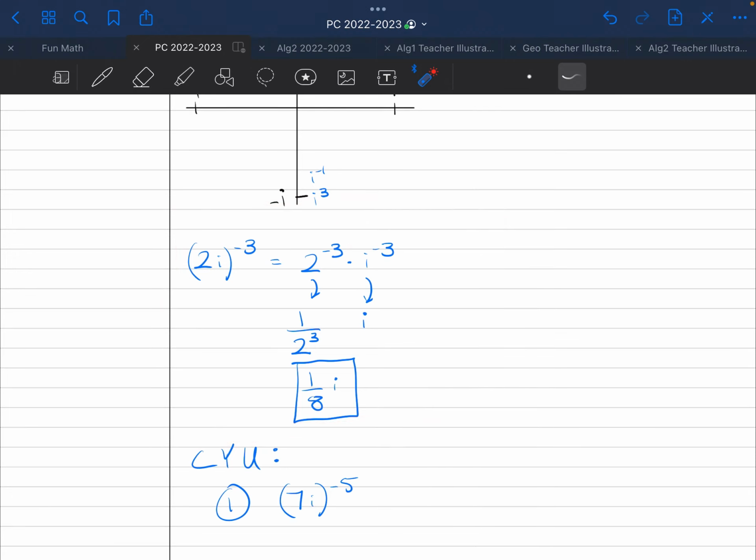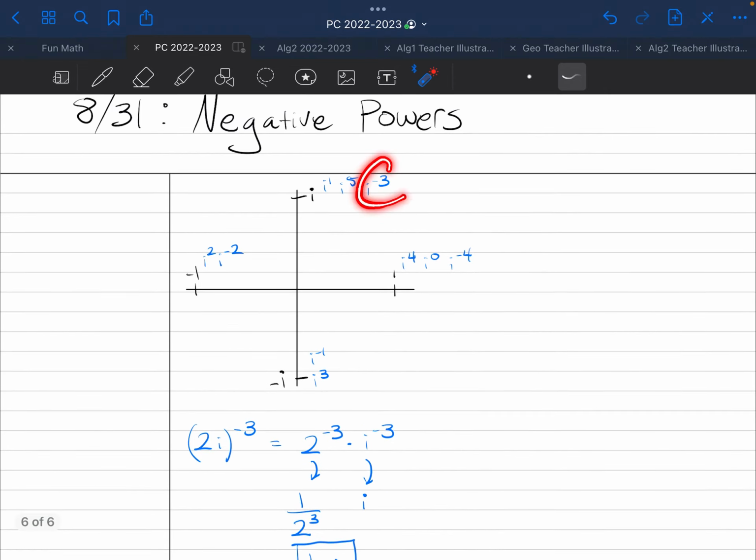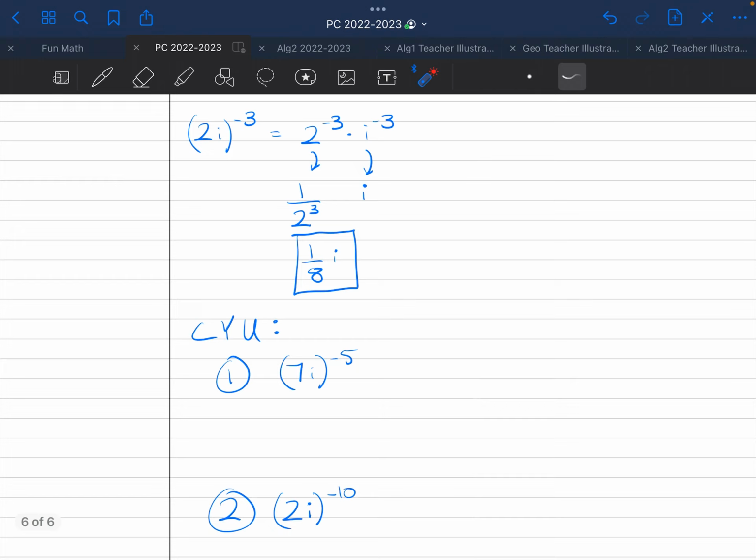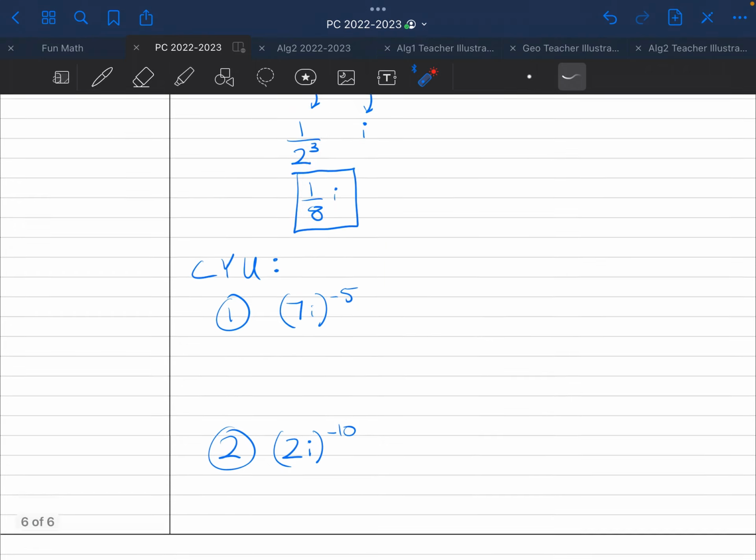So I had just one example problem for you right here where we still distribute the -3 into both the 2 and the i. Whenever you have just normal real numbers to powers of negatives, you take the reciprocal, it's going to be 1 over that, and then you make that into a positive power. So that's what happened down here. And then how did I figure out that i to the power of -3 was i? Well, I went to my table and said, oh, i to the power of -3 is right there, and the answer is just i. It's using that graphical pattern. And then, of course, 1 over 2 to the power of 3, 2 to the power of 3 is 8, so the final answer is 1/8 i.